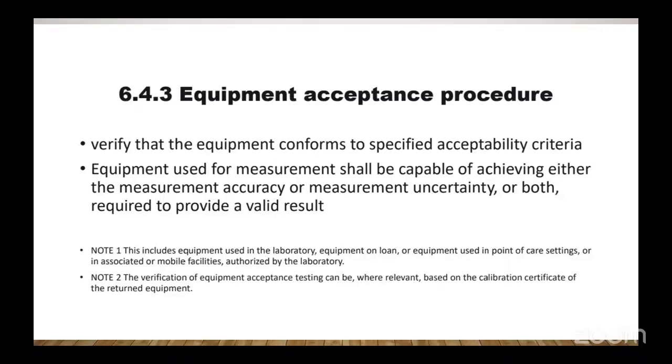This includes equipment used in the lab, equipment on loan, equipment used in point of care centers, and in association with mobile facilities authorized by the lab. The verification of the equipment acceptance testing can be, where relevant, based on what? Calibration certificate and return equipment. So let's say, for example, for PET, for you to accept it, you could look at the calibration certificate and so on. But for analyzers, you must do what we call equipment verification.